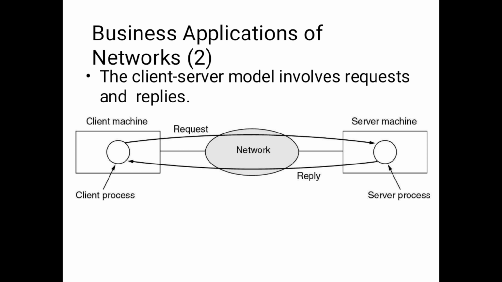In this client server model, the diagram shows how requests and replies are involved. Here the client machine is sending a request from a client process to the server machine. In the server machine, the server process will send a reply to the client machine with the help of the network. The communication between the client and server machines goes on over the network.